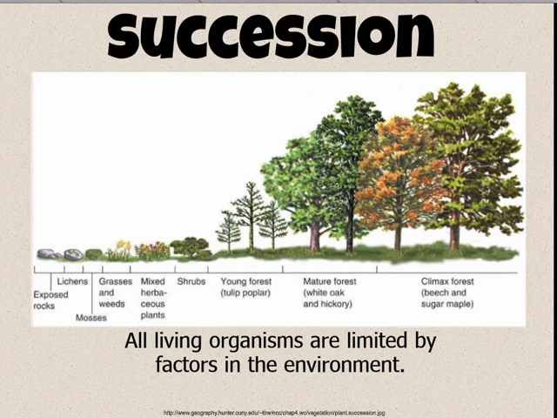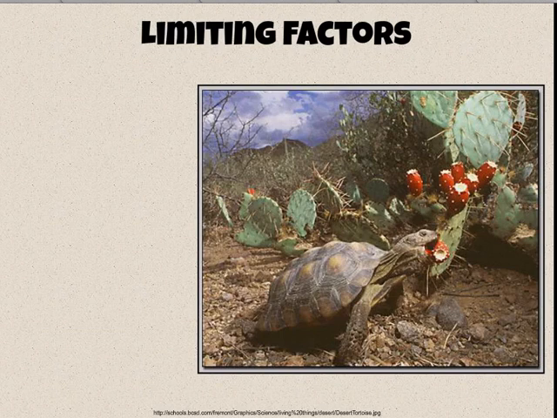All right, in this screencast, we're going to talk about succession. Succession is the gradual changing of communities, of the populations in a given environment because of changes in the environment. But before we can talk about succession, we need to talk about limiting factors. The subtitle here says all living organisms are limited by factors in the environment. We'll talk about what that means.